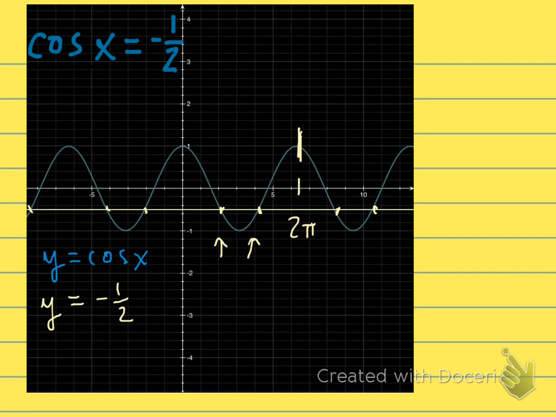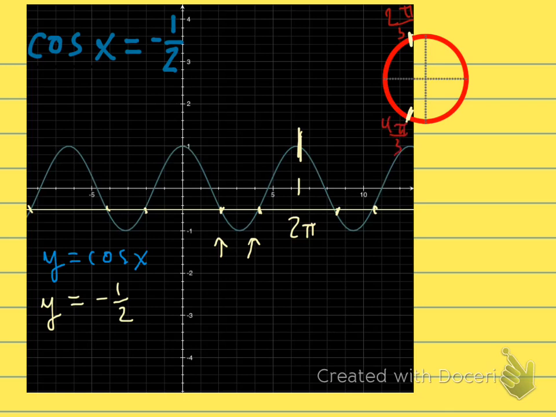clearly fall within 1 revolution of the unit circle. So let's just take a look at the unit circle here. Let's draw in our axes here. And so cosine equals negative 1/2 over here, right? Cosine equals negative 1/2 right about there and right about there. And this angle here is 2 pi thirds. And this one down here is 4 pi thirds.